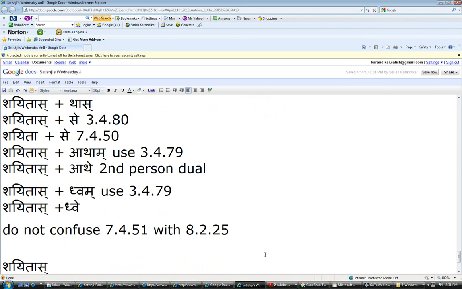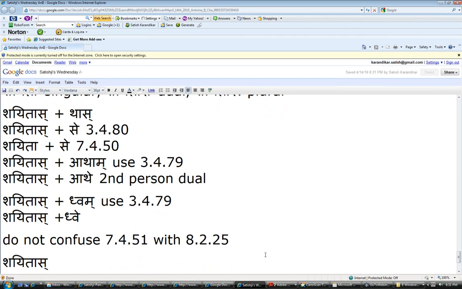That's one of the things I try to do in this class, is to give you a flavor of the Ashtadhyayi. Mostly people will only study Siddhanta Kaumudi, and that too, they will only study Laghu Siddhanta Kaumudi. So you lose the entire parampara.